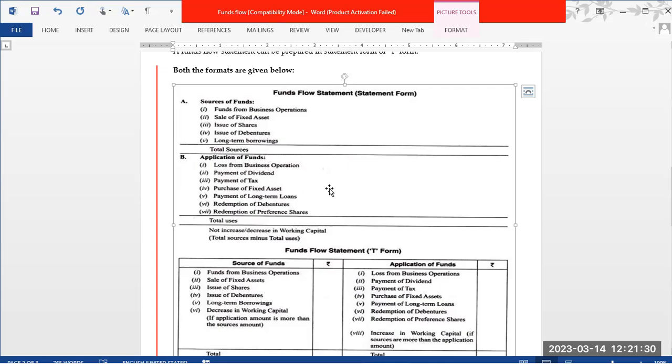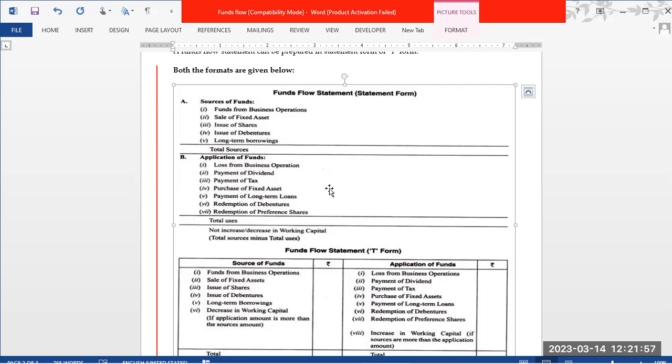What are some of the applications of funds which we are supposed to look at? You can take payment of tax, we have payment of dividend. You can look at payment of long-term loans as application of fund. You can have purchase of fixed asset, we have redemption of debentures. You can have loss from business operation, that is application of fund. Then you can have redemption of preference shares.